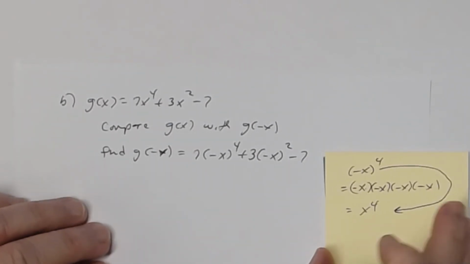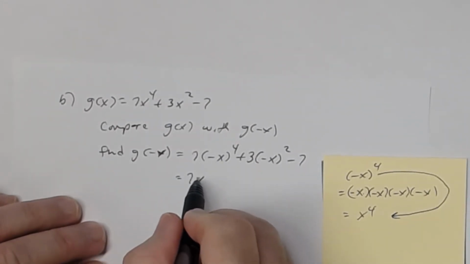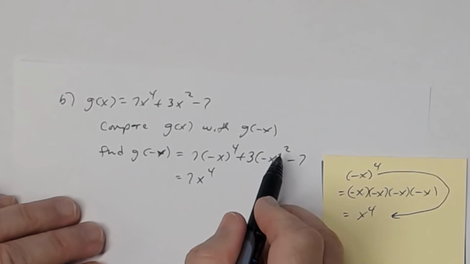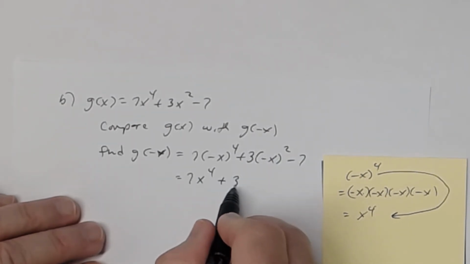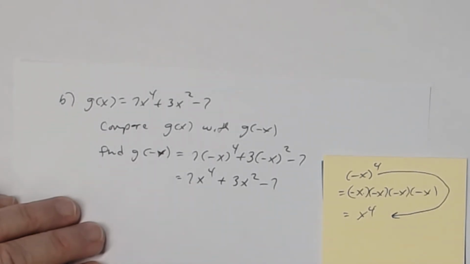So then I'm going to rewrite this as 7x to the fourth. And then the same thing here. Negative x times negative x is a positive x squared, so that becomes plus 3x squared minus 7. Okay? All right. So that's what we have.